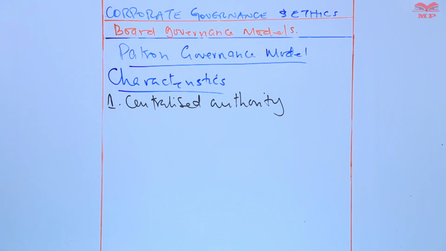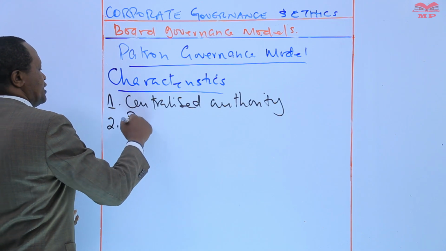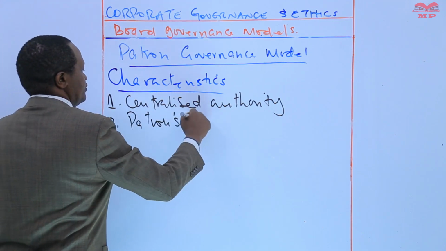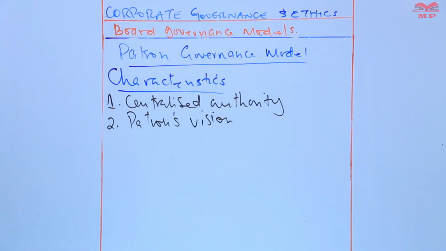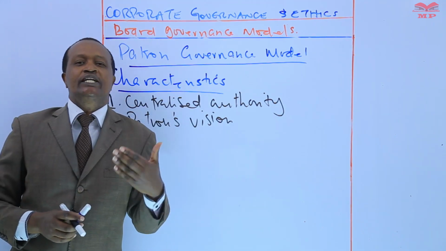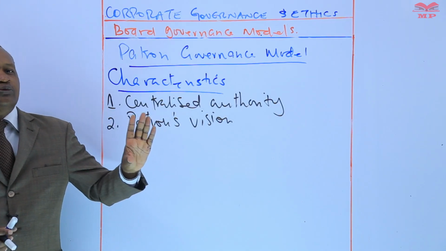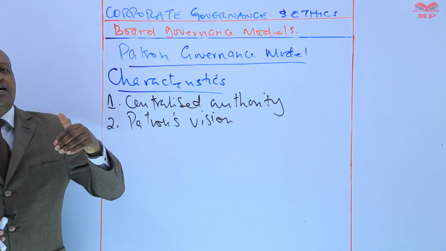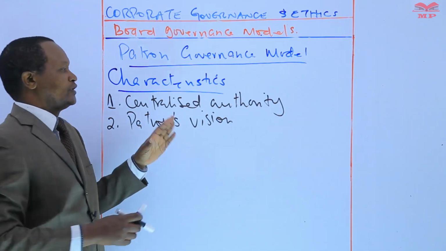The second characteristic is in relation to the patron's vision. The organization's goals and direction are typically aligned with the patron's vision and the patron's interests, and their personal preferences and objectives heavily influence strategic decisions of the company.